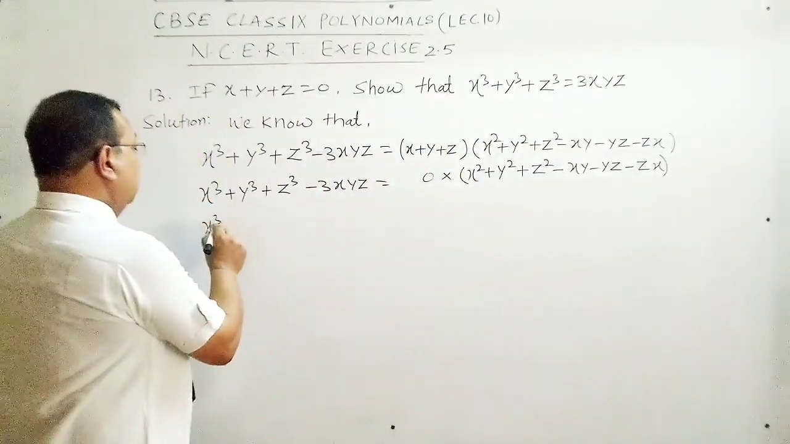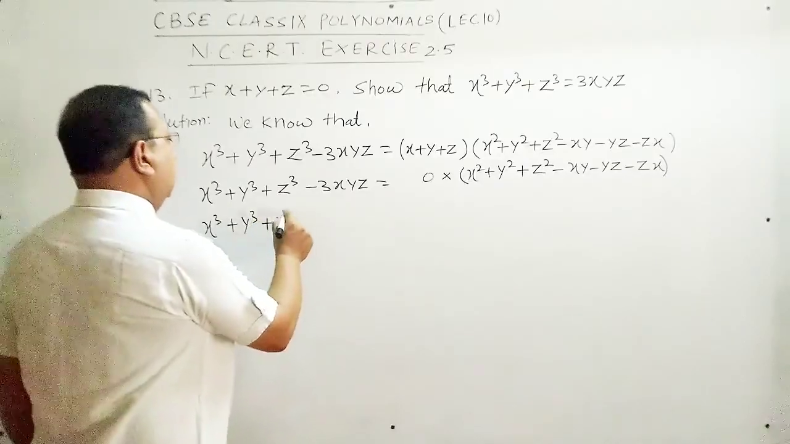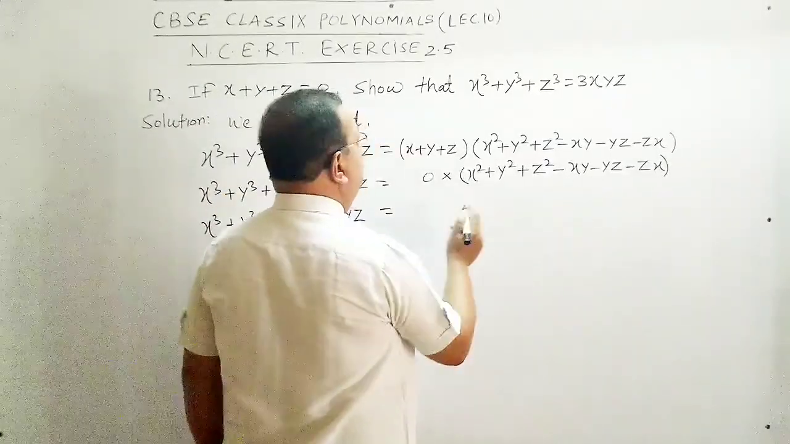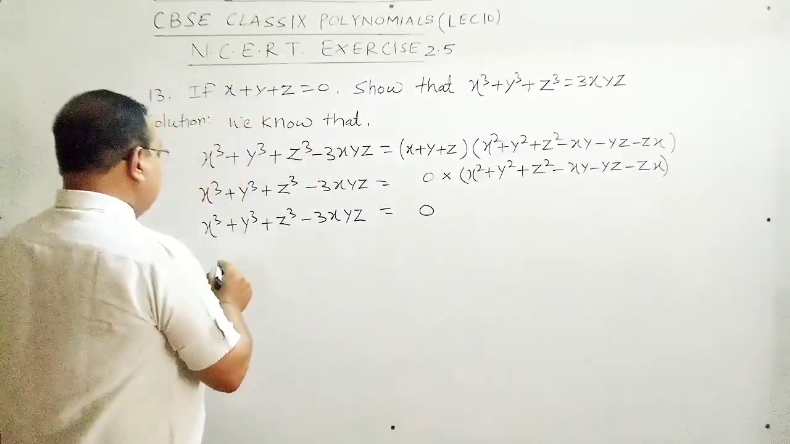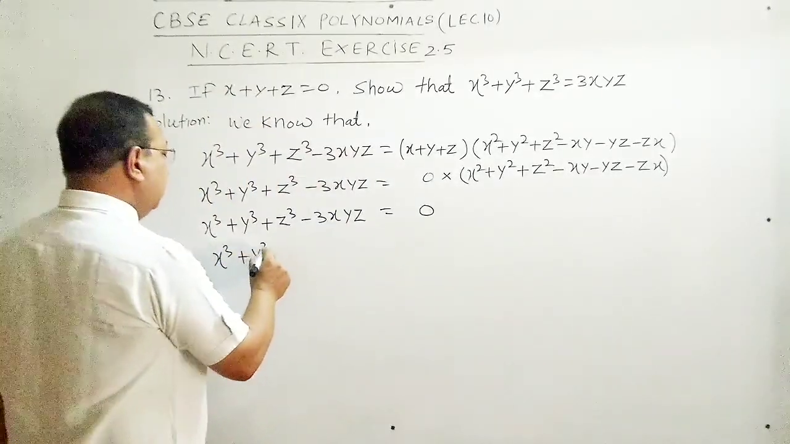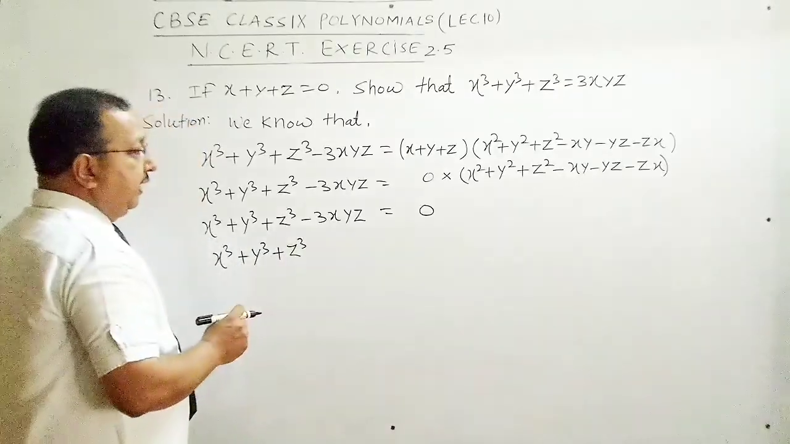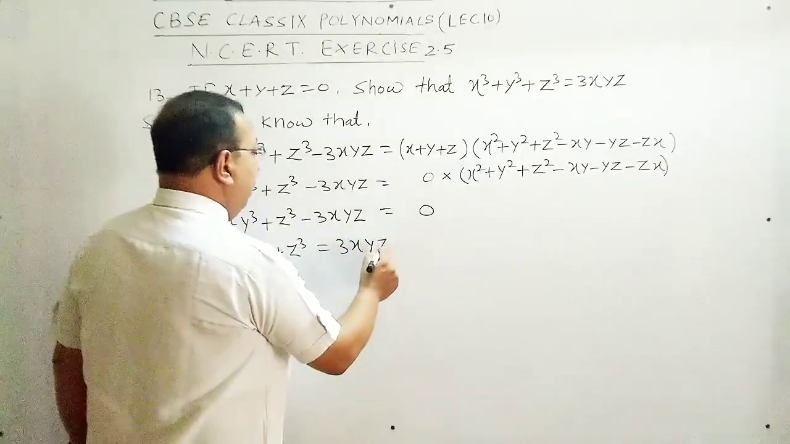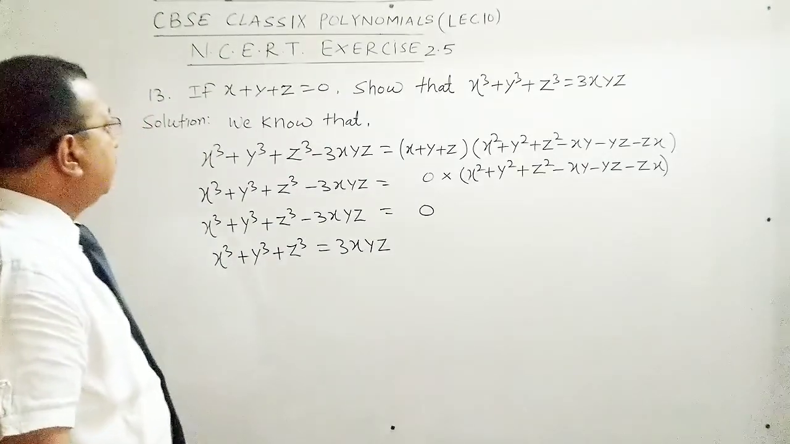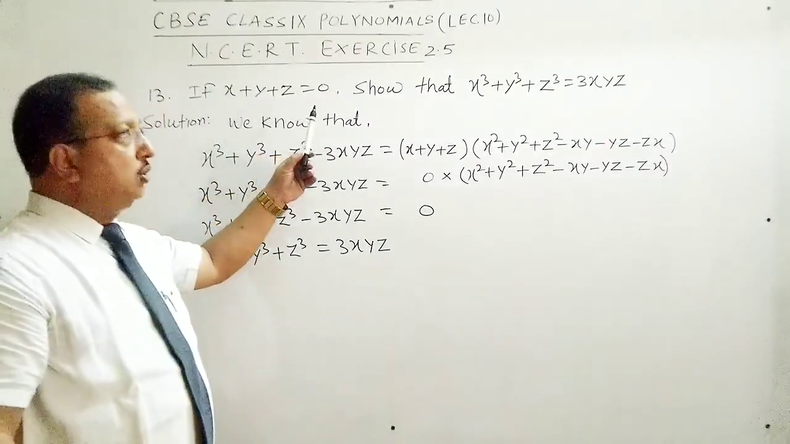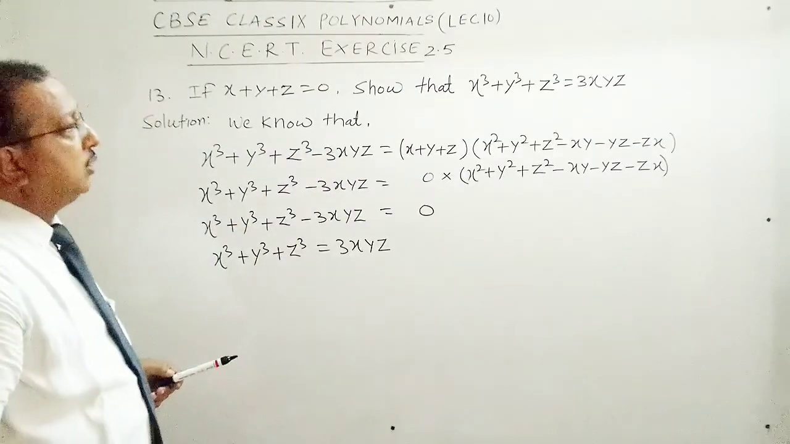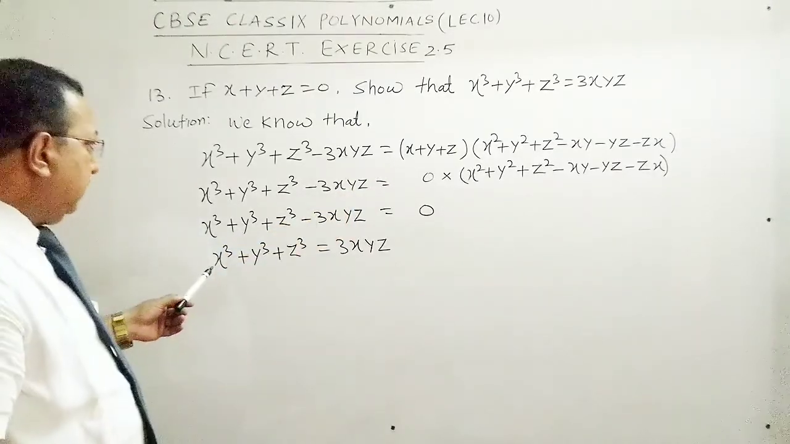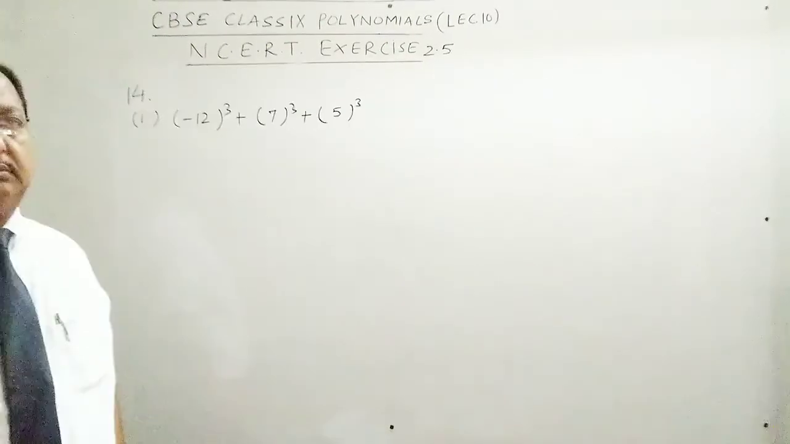x cube plus y cube plus z cube minus 3xyz equals 0, since if we multiply by 0, it becomes 0. Now x cube plus y cube plus z cube, this minus 3xyz will shift to the right side, then that equals 3xyz. So we have to prove if x plus y plus z equals 0, then x cube plus y cube plus z cube equals 3xyz. So we have proved with the use of x plus y plus z equals 0 that x cube plus y cube plus z cube equals 3xyz.